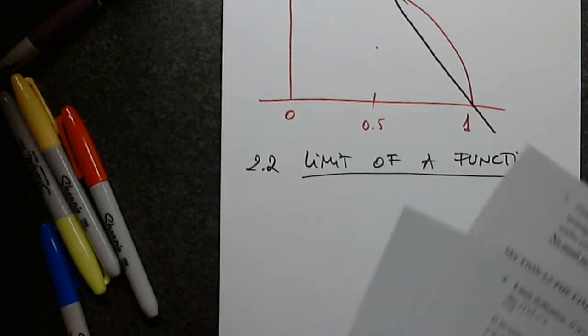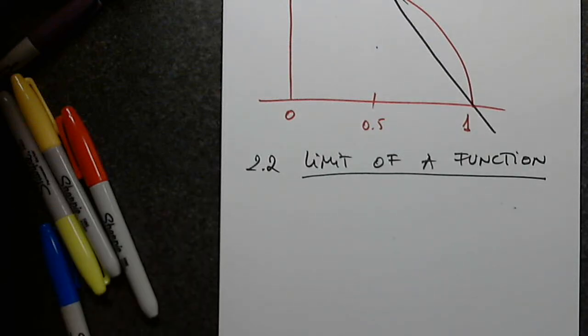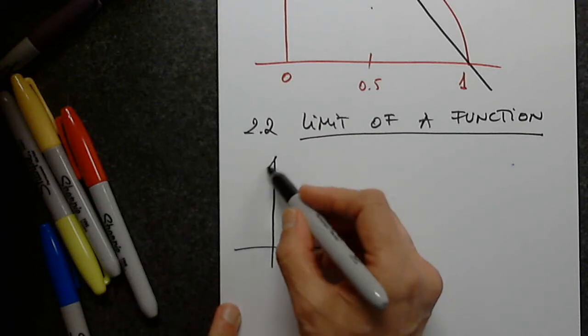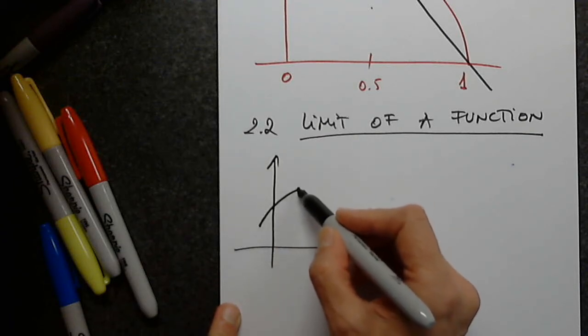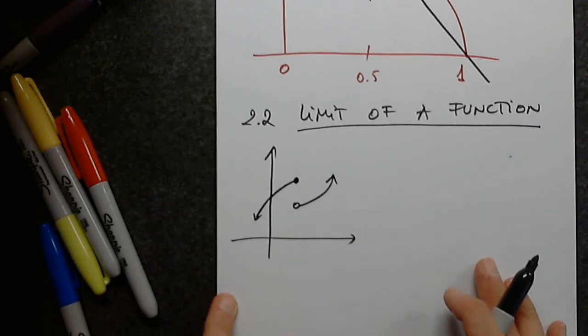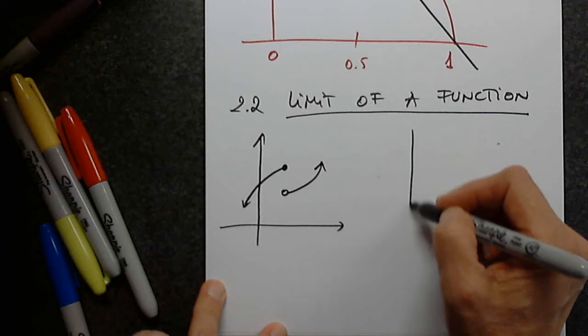So now we are looking at 2.2. Let's look at a few situations, a few graphs. Here's one. Here's another.